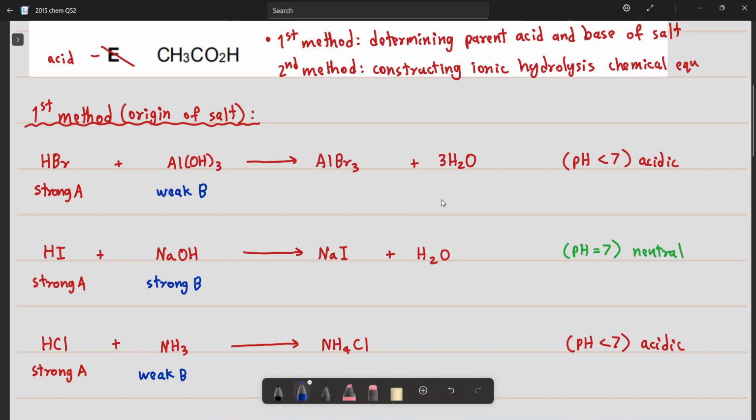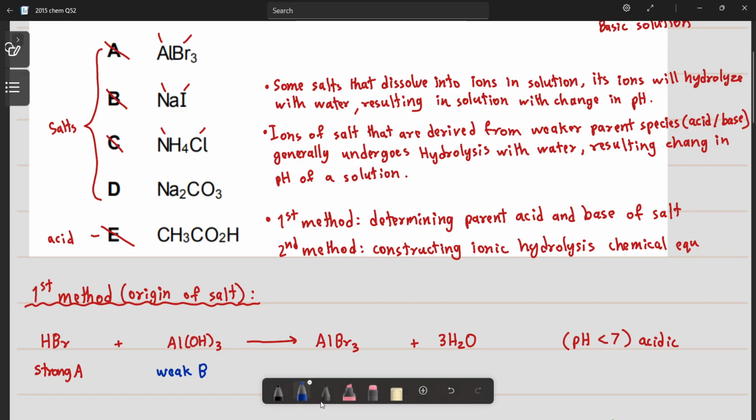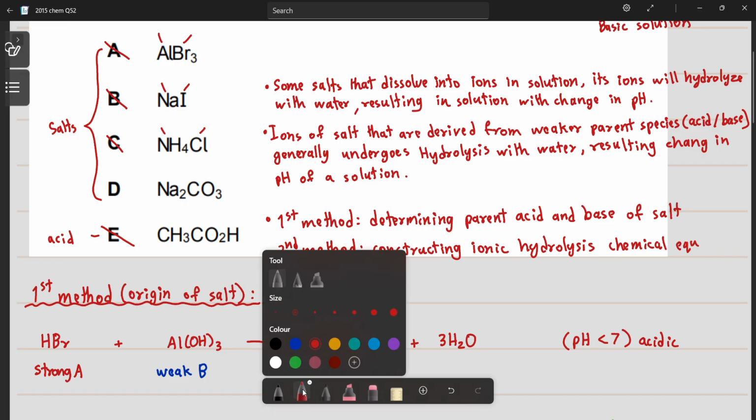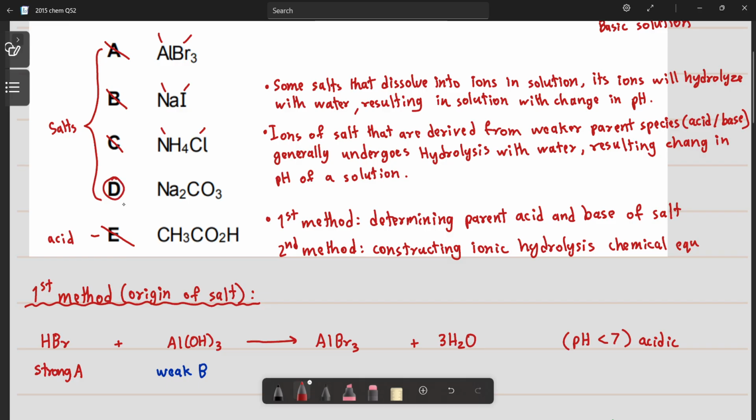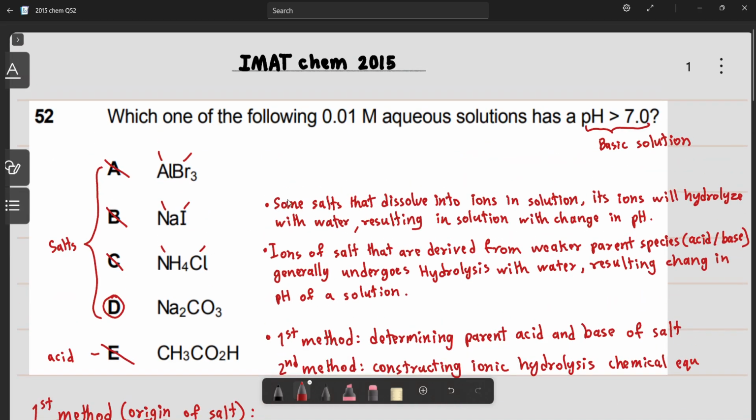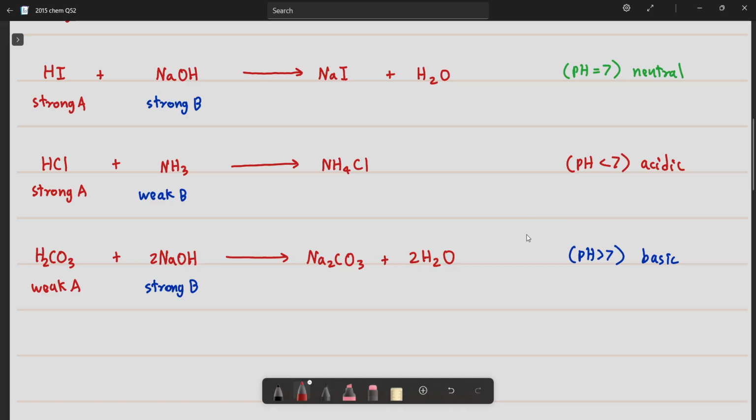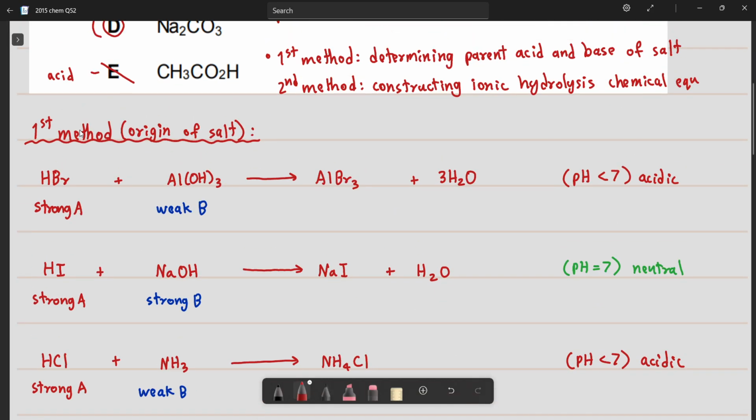So now we can mark this correct. The correct option is option D, sodium carbonate. This is the only correct option. Sodium carbonate will result in a basic solution, pH more than 7. Okay, so that's how we solve this question. And so this was the first method.